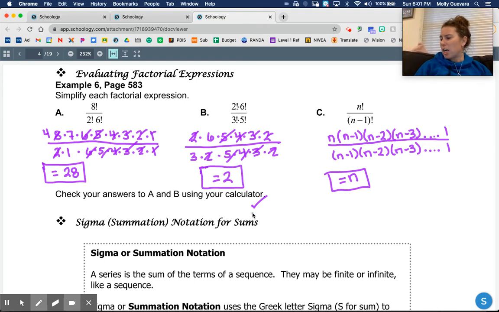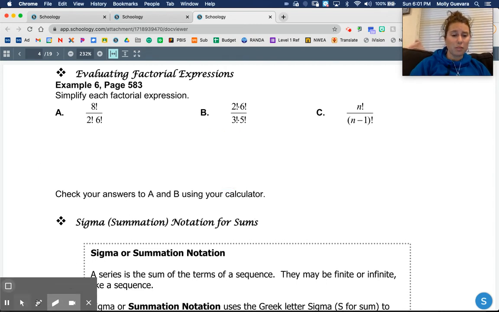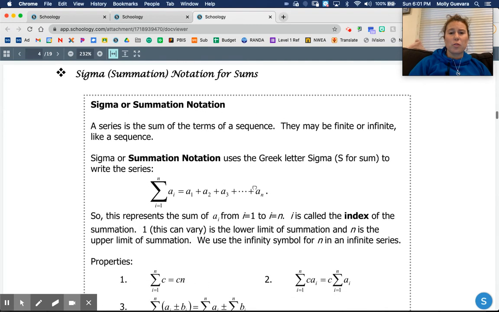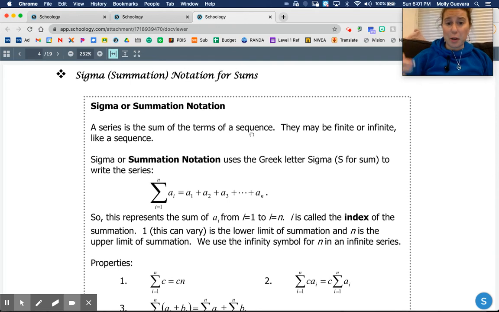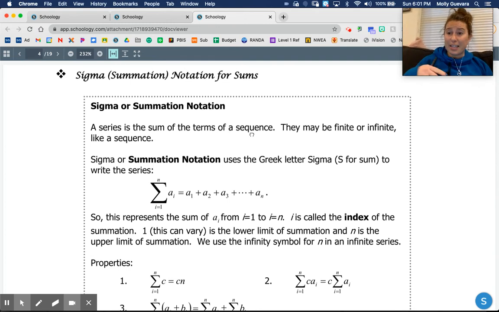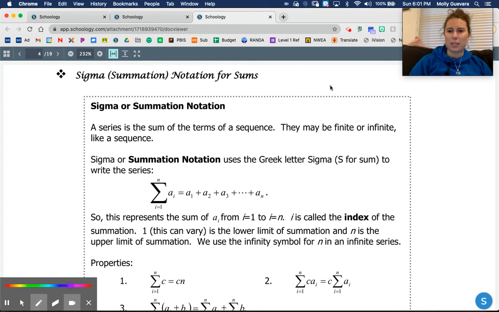Our next objective is to look at summation notation for sums. So far we've only looked at sequences, that pattern of numbers. A series is the sum of the terms of a sequence. So again, if I have that same old sequence that we had before, 3, 5, 7, 9, and it ends, the summation would be the sum of this if I added them together.